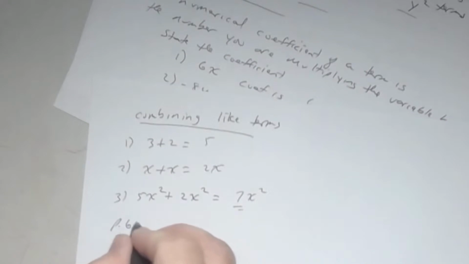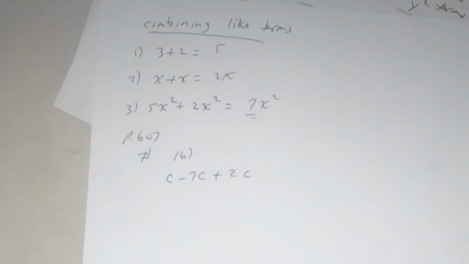So let's look at these. Okay, so this is going to be page 607. And this is number 16. Okay, you have c minus 7c plus 2c. All right. So how many terms do you see? 3. Are they all alike? Yes. All right. Now remember, you add and subtract from left to right.